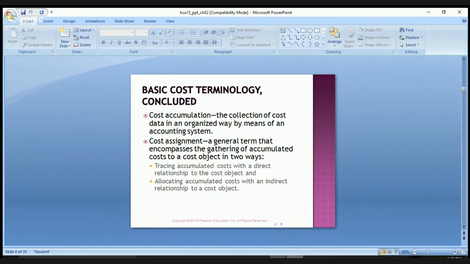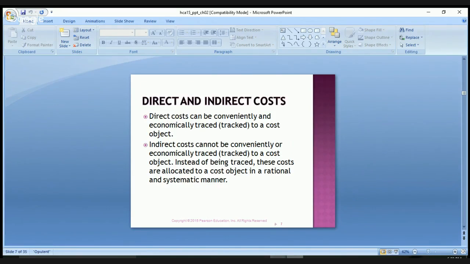Now, direct cost and indirect cost. We'll be talking about those a lot this quarter or this semester. See, that's the problem with different schools, I either say quarter there or semester here. But this semester you'll hear a lot about direct costs and indirect costs. Direct costs are costs that can be conveniently and economically traced to a cost object.